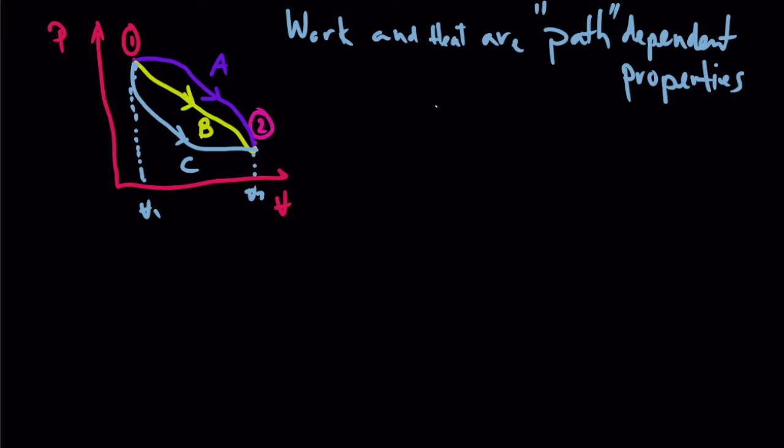Okay, so now let's assume that the work associated with A is 10 kilojoules. The work associated with B is equal to 8 kilojoules. And the work associated with path C is equal to 5 kilojoules. So the amount of work it takes depends on the path. Now the area under these process curves on the PV diagram represents boundary work. So all this represents boundary work.